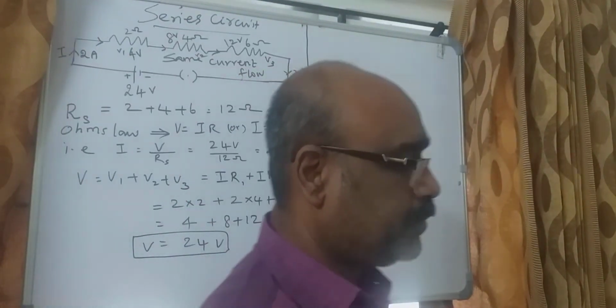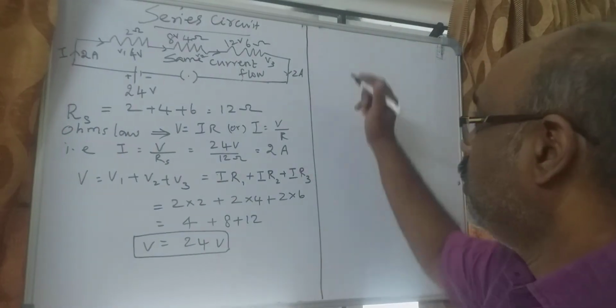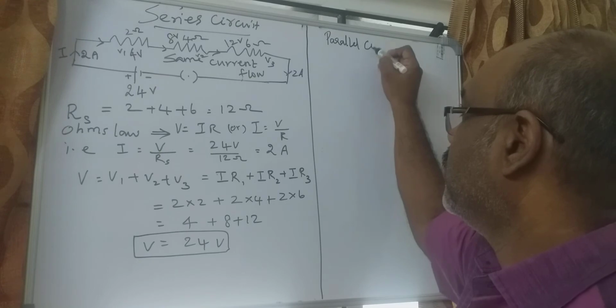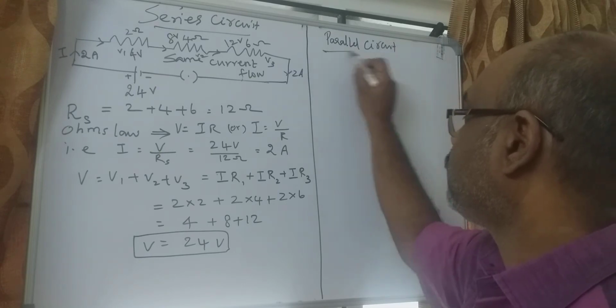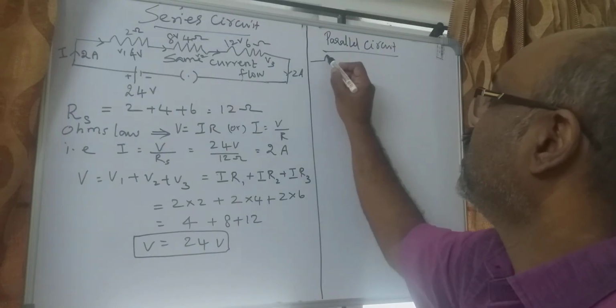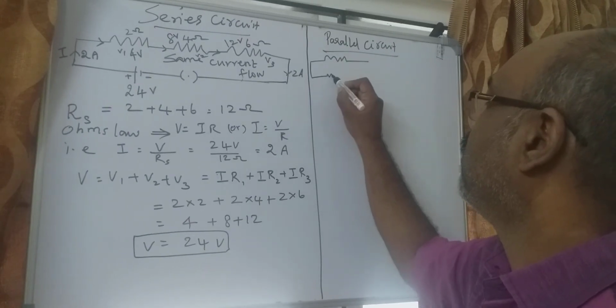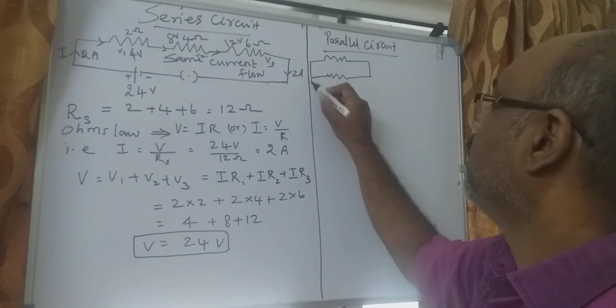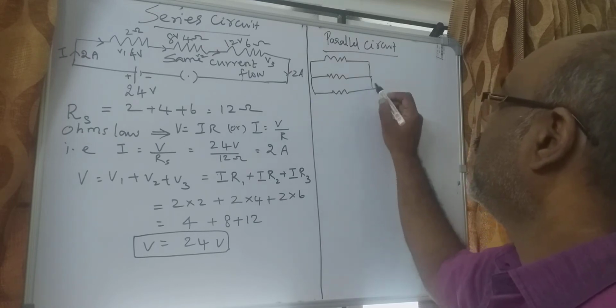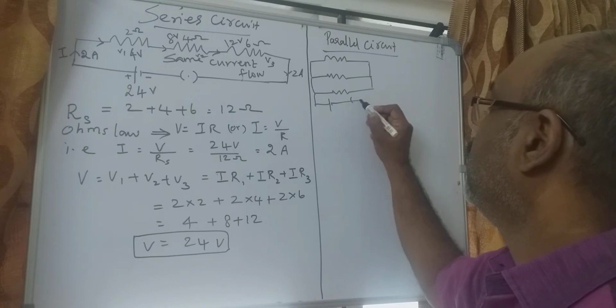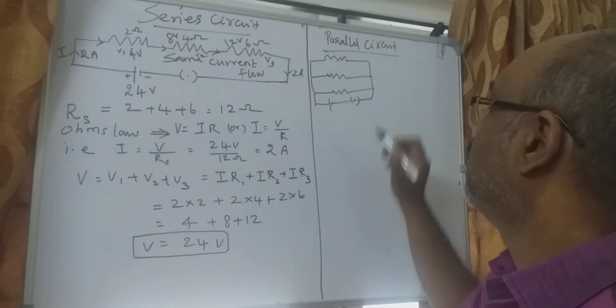In the same way, let us now consider the parallel circuit, where I am connecting the resistances in parallel to each other. Now the 3 resistances are connected in parallel, and the circuit is closed.